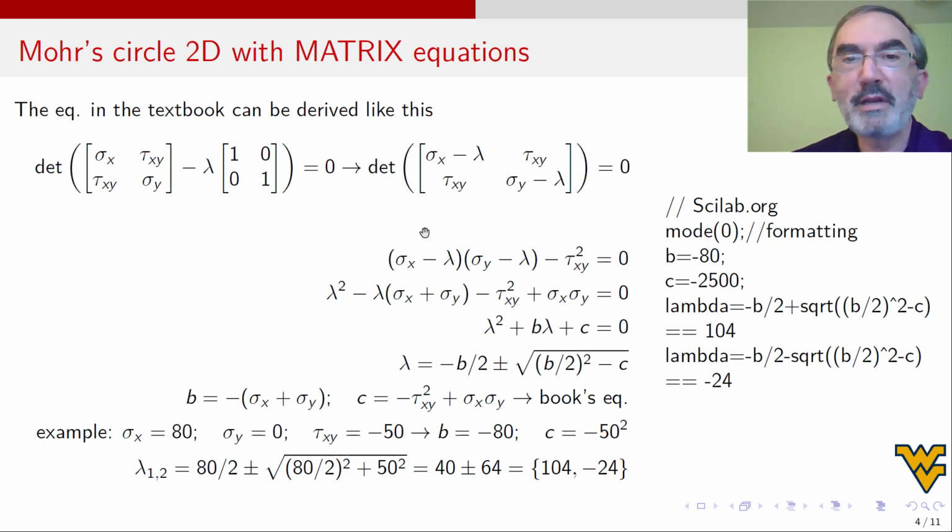All right, so now what we can do is expand this. Now I got this minus lambda with this minus lambda becomes lambda squared. Agree? Then I got this minus lambda sigma y, and I got this minus lambda sigma x, so I can put it as minus lambda times sigma x plus sigma y. And then I have minus tau xy squared, which I'm going to put, and then wait a minute, I forgot about this.